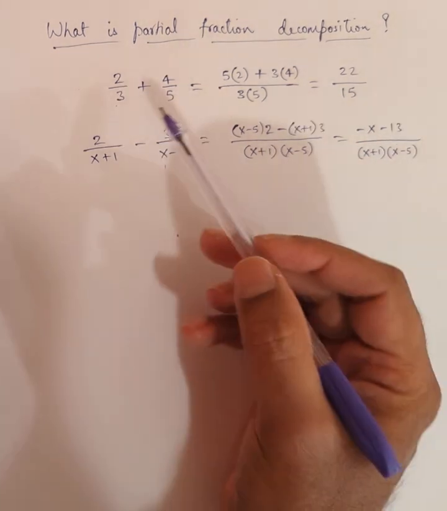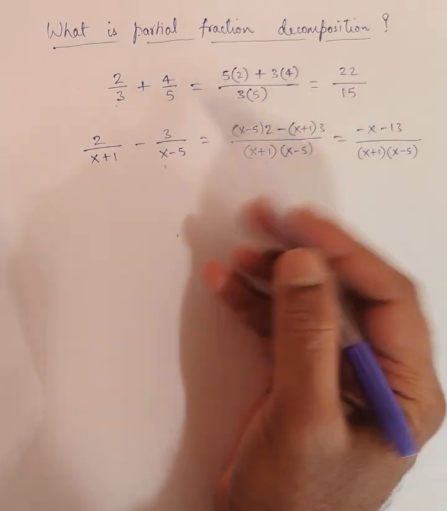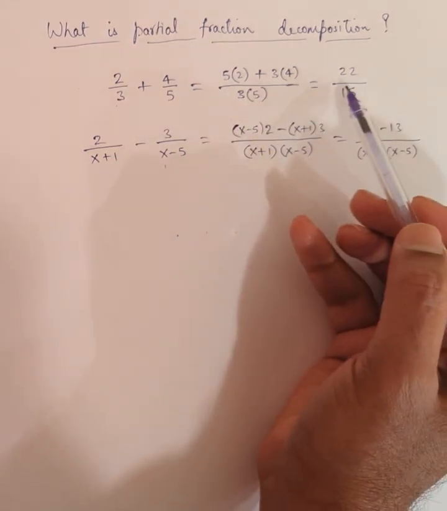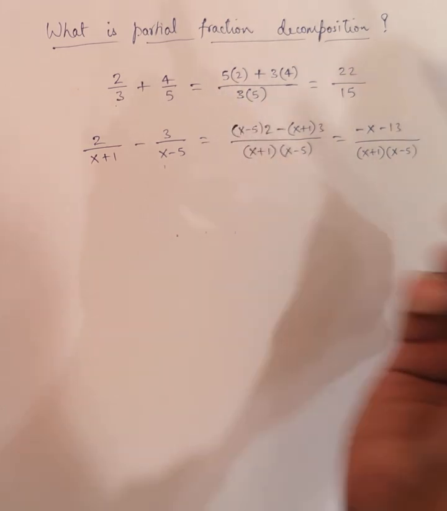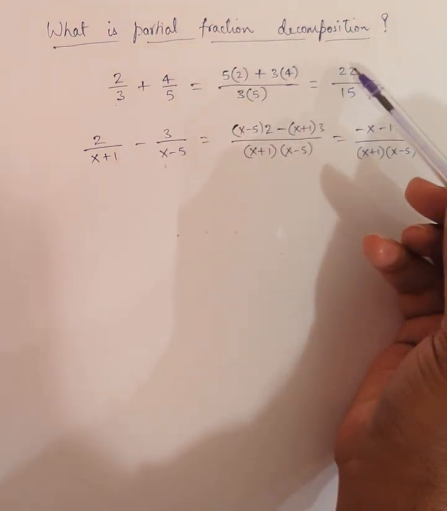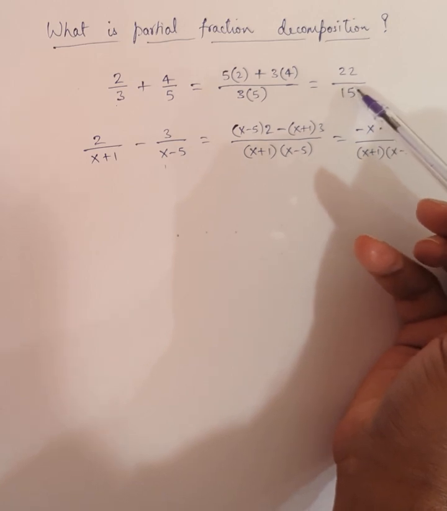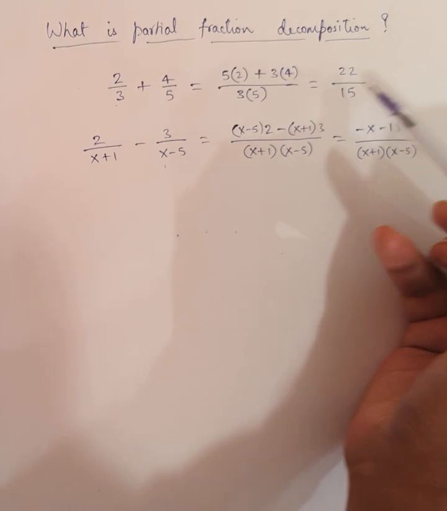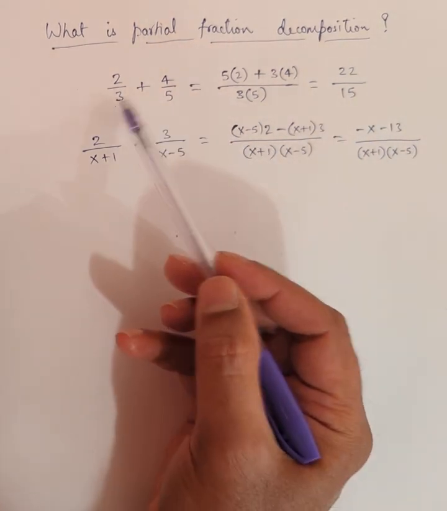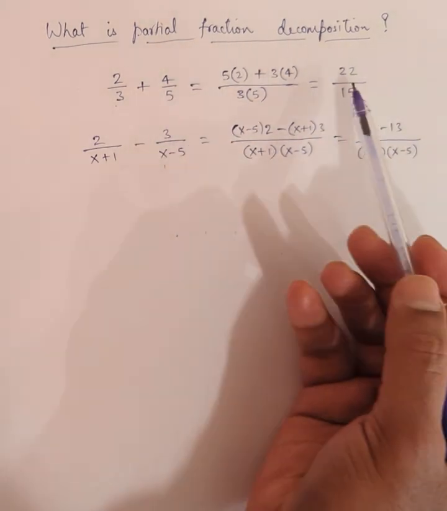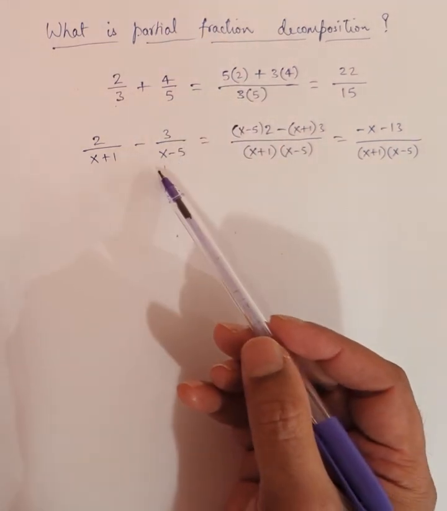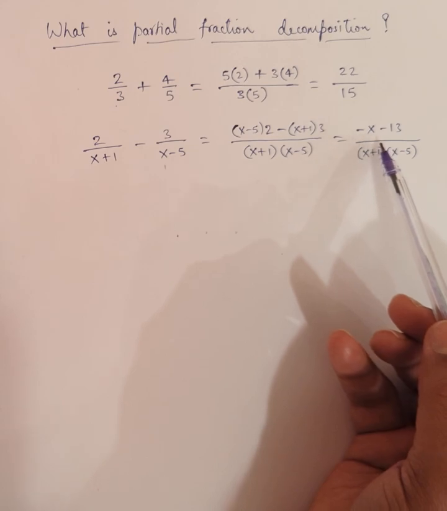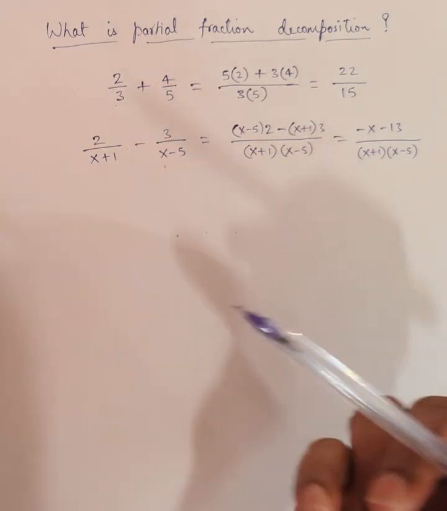Now, with rational numbers, you almost never have to go in the other direction. You almost will never encounter a problem where you're given this fraction, 22 over 15, and you're asked to come up with two fractions that add up to that. That would be a difficult problem. But for rational functions, we have to go in the opposite direction.